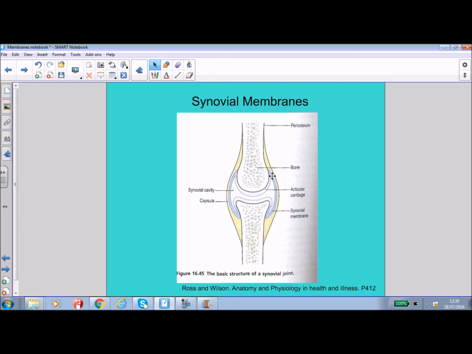So again, a synovial membrane is a sac, and it lines the entirety of the joint, and it continues with the cartilage of the joint. So the cartilage comes round, and then the synovial membrane starts, and then it comes up and the cartilage starts again. So it's creating one sealed structure.